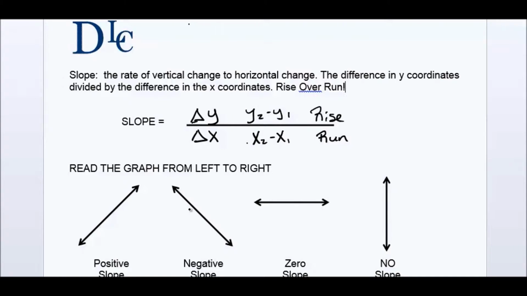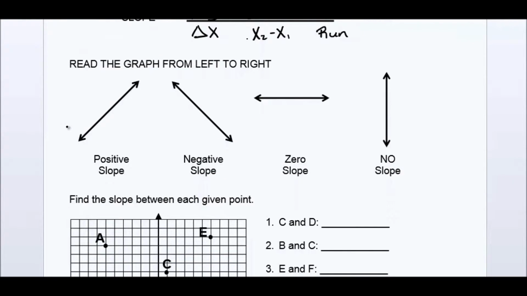Before we start finding slopes of lines, let's just go over some basics. Just like the way we read in English, we read from left to right, so read the graph from left to right. Because from left to right this is going up, we say this is a positive slope. Here, because from left to right it's going down, we say it's a negative slope. Remember, we go from left to right.